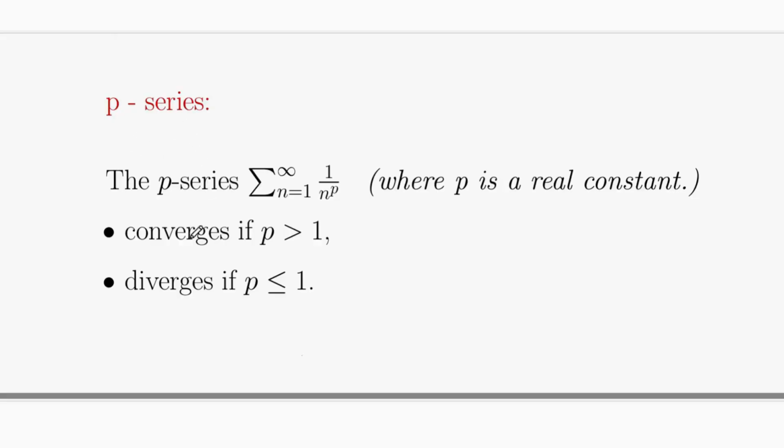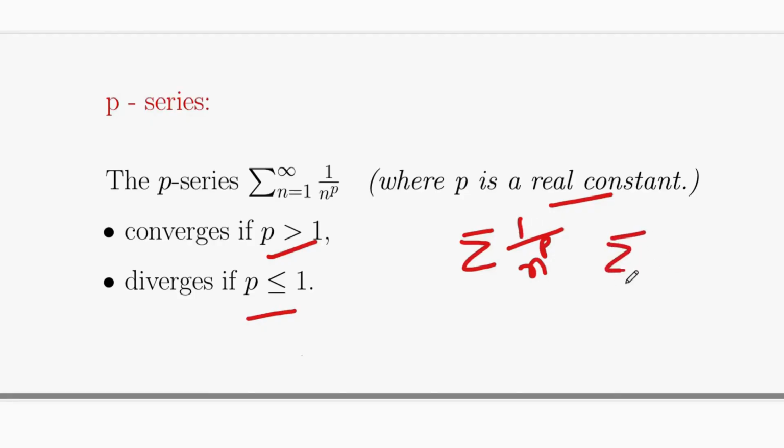P series. The P series is 1 upon n raised to p, where p is a real constant. So what is the form of the P series? It is in the form of series 1 upon n raised to p, where p is a real constant. Now, if p is greater than 1, then the series converges. And if p is less than or equal to 1, the series diverges. So this is the P series.